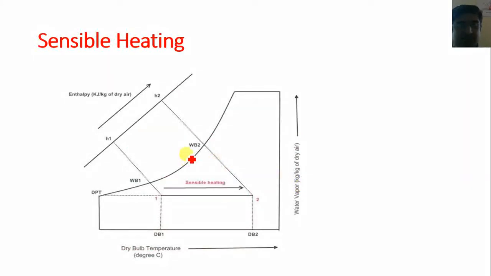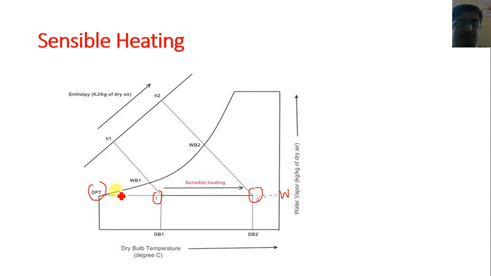So here you can also draw the separated sensible heating chart. From here you can see all the effects that we have discussed: first of all, the value of dry bulb temperature gets increased, and the value of water vapor in kg per kg of dry air, or W, the specific humidity or humidity ratio, remains the same. The value of enthalpy gets increased, and the value of wet bulb temperature also gets increased, and the value of dew point temperature during the sensible heating process remains the same.